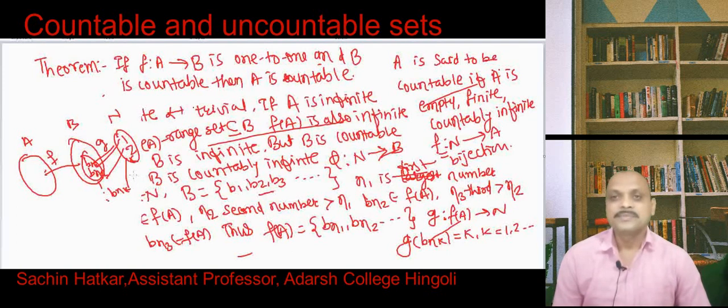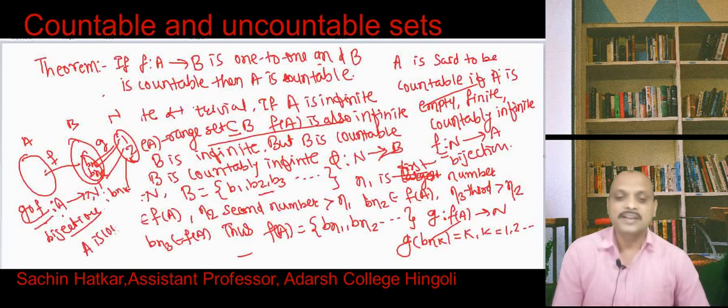If g is one-to-one and onto, we can define g∘f from the set A into the set N. Then this function is a bijective function, that is, this function is one-to-one, that is, there is a one-to-one correspondence between the set A and the set N, and hence A is countable. So this shows that A is a countable set.